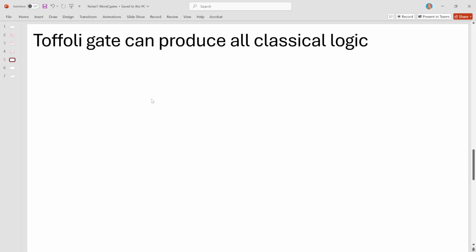Let's now introduce another extremely important gate, and it's important because of two of its main applications that I will discuss both one by one. But before that, let's introduce its definition.